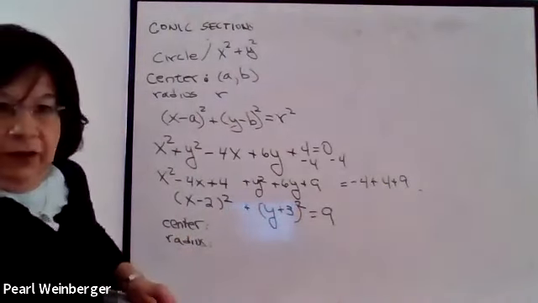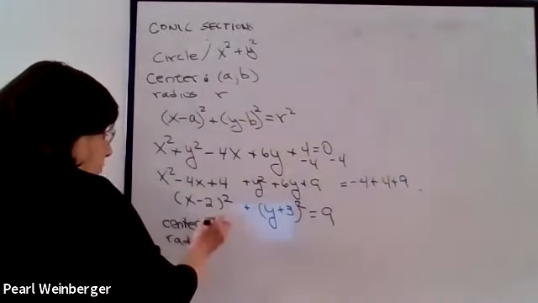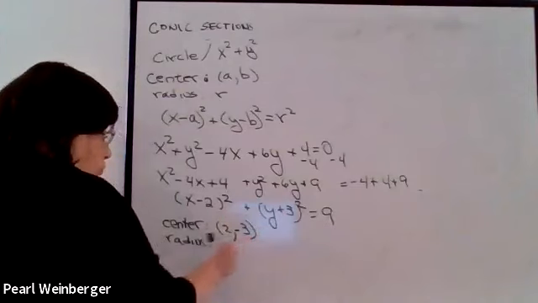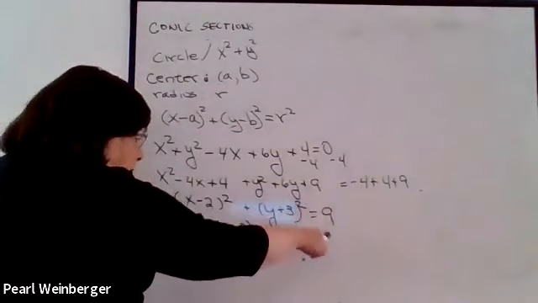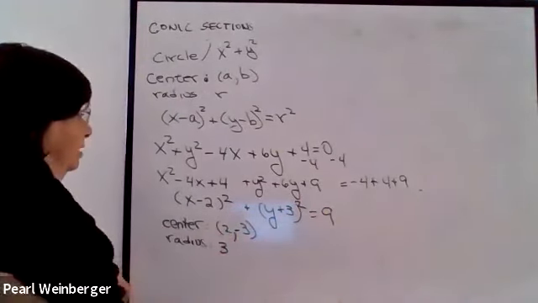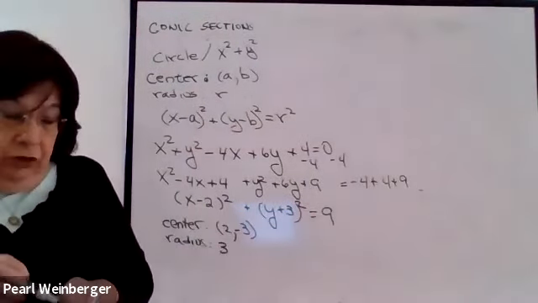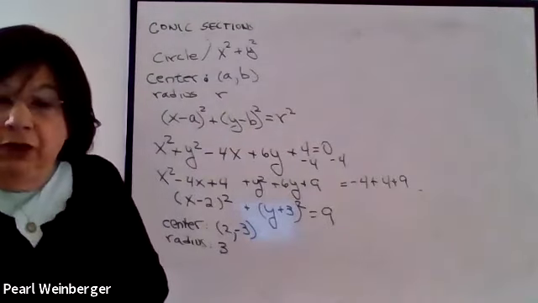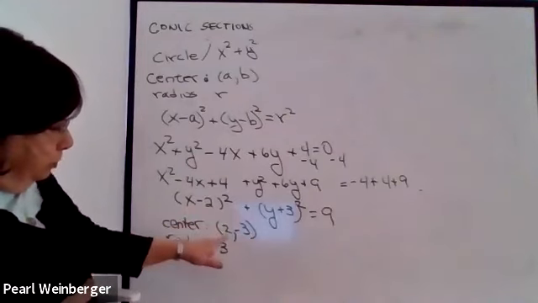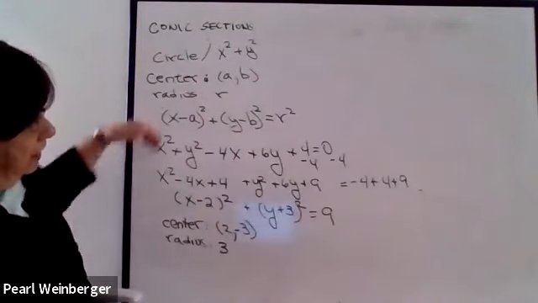I now have it in standard format. So the center is, the opposite of this is 2, and the opposite of that is -3. My center is 2, -3. And remember, the radius now is the square root of this number, which is 3. So now we can look at the equation of a circle, and we can find its center and its radius. Of course, if I wanted to graph it, then I would go to the point 2, -3, and count 3 in all 4 directions so I can get my circle.